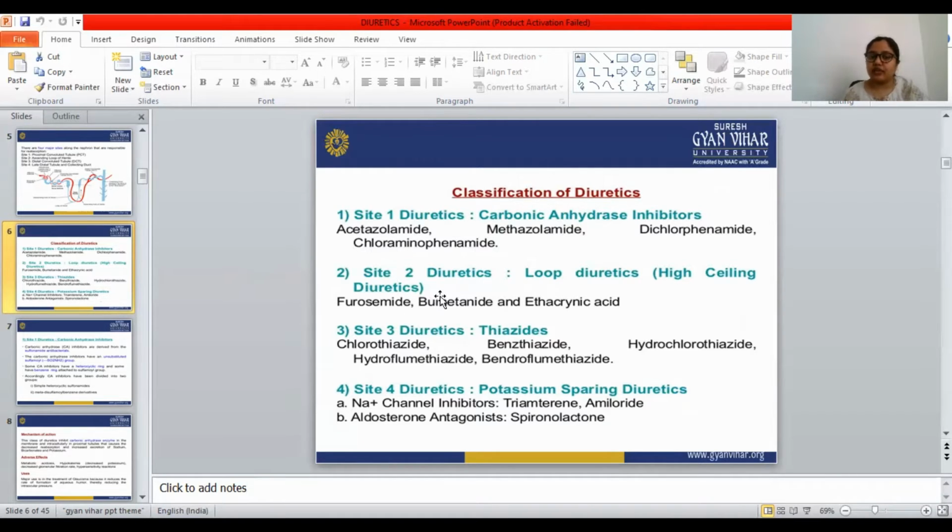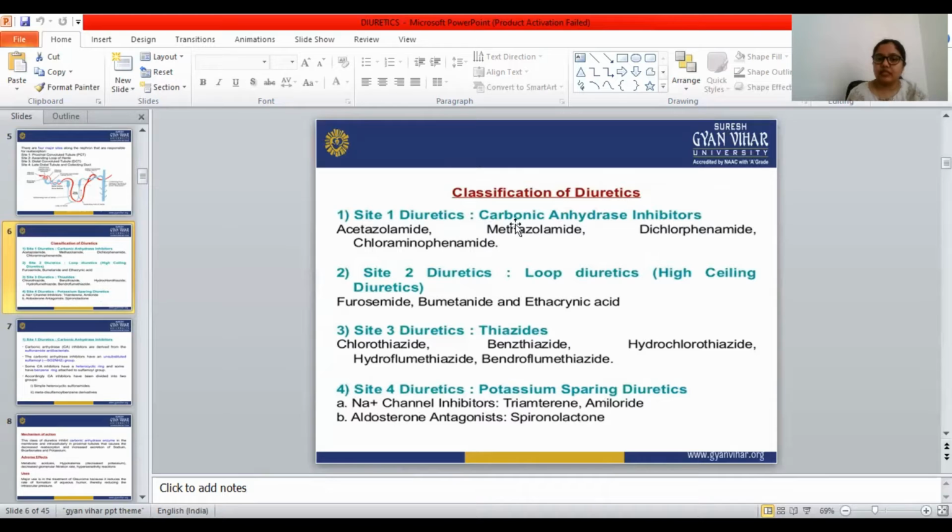And site 3 diuretics are the thiazides, and the examples of the thiazides are chlorothiazide, benzthiazide, hydrochlorothiazide, hydroflumethiazide, and bendroflumethiazide. So these all are examples of the thiazides. The last one is the potassium sparing diuretics. The first example is the sodium channel inhibitors, that is amiloride and triamterene. The second is the aldosterone antagonist, that is spironolactone.